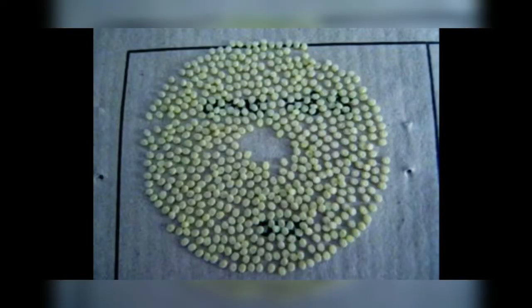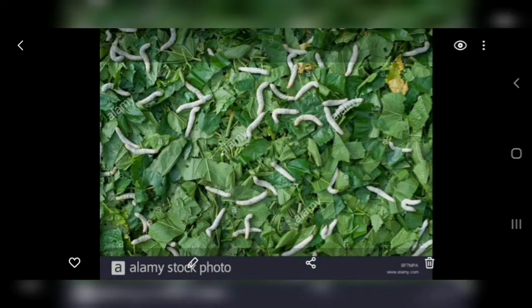The eggs are then kept in cold storage for 6 weeks. The eggs are placed in the incubator. After 10 days, the eggs hatch out and the larva comes out. The larva spend the next 35 days eating mulberry leaves.